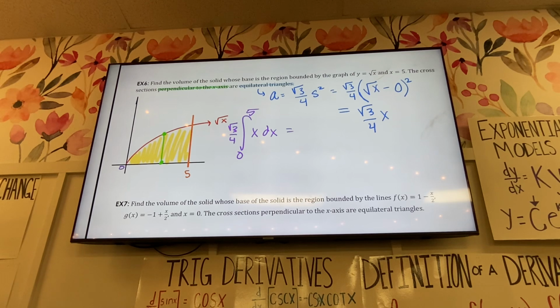So this one's pretty easy to integrate. What's the integral of x? X squared over 2. Sorry, x squared over 2.